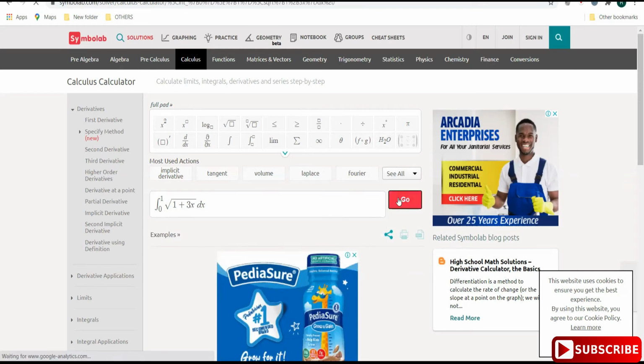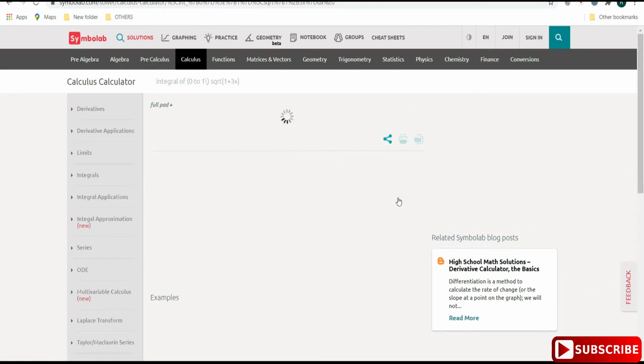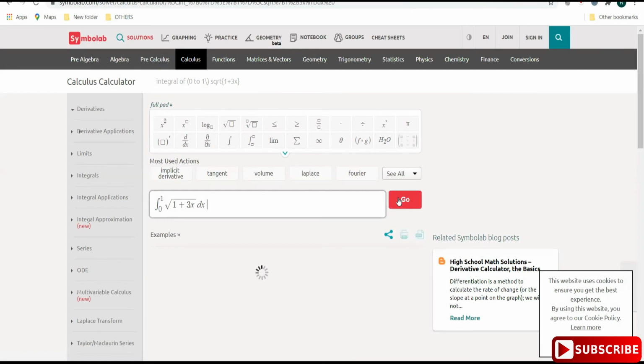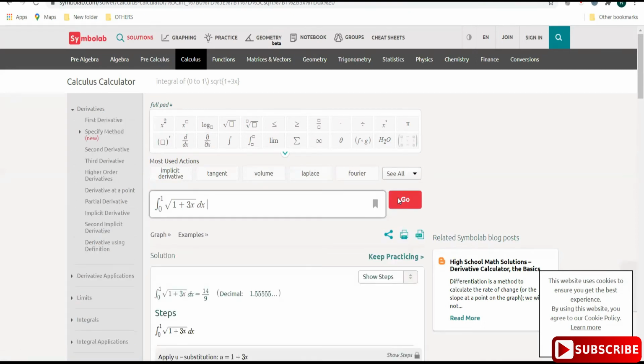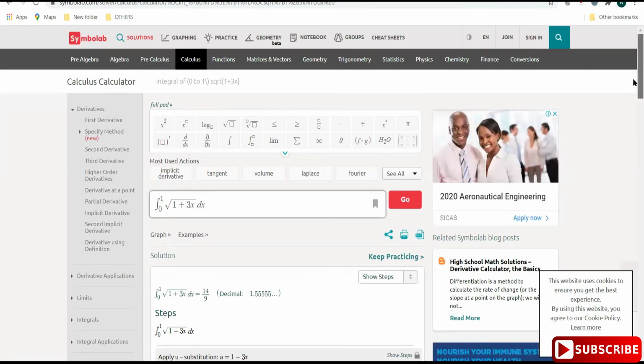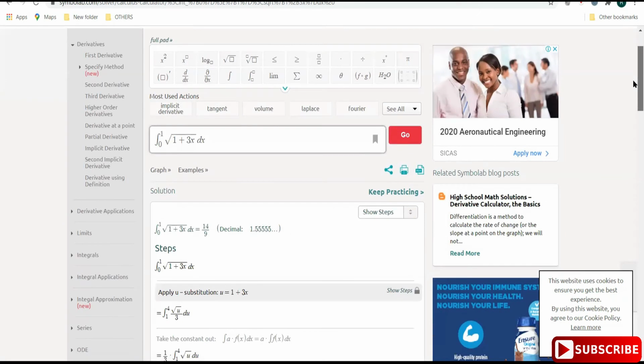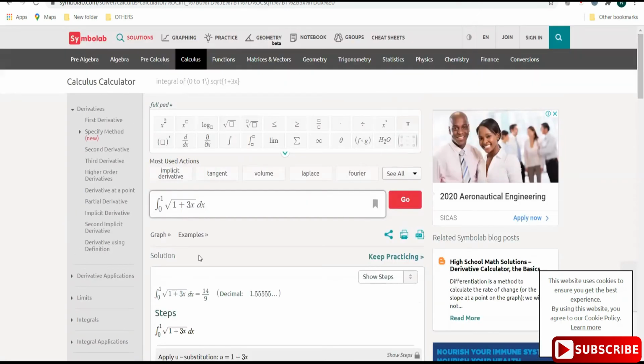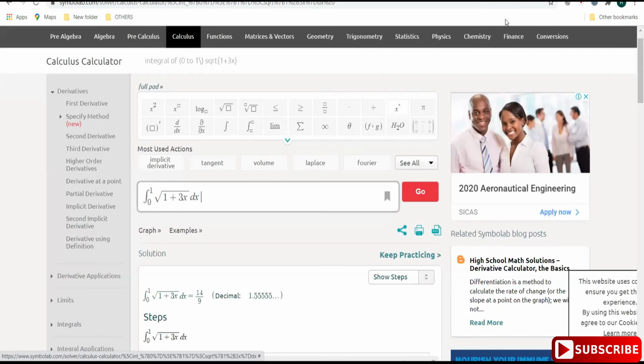We should get 14 over 9. There we go, 14 over 9. So we didn't do anything incorrect. We got 14 over 9. They did it by U substitution, but we didn't need to do that. Nice. So we got 14 over 9. Easy. So we know that we're correct. Nice.